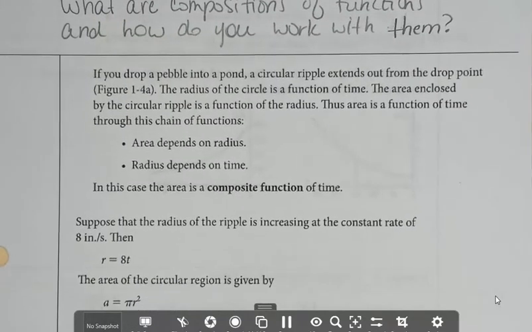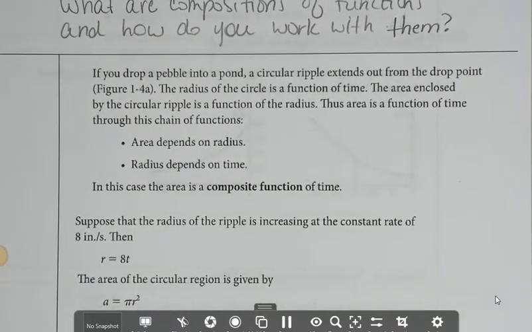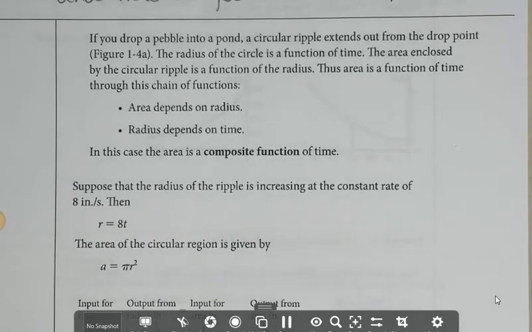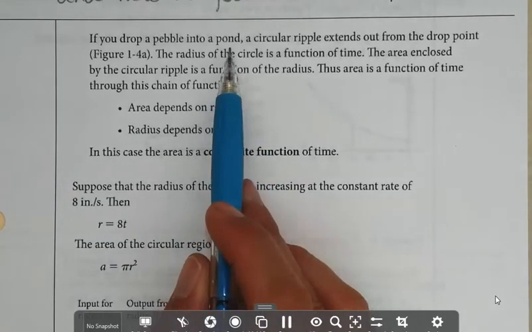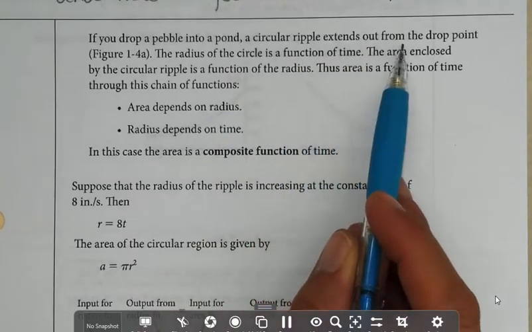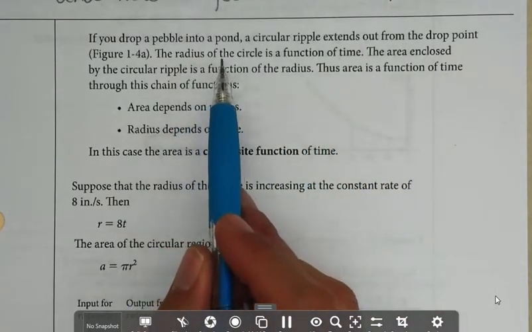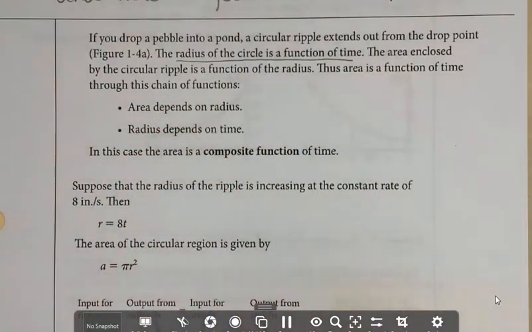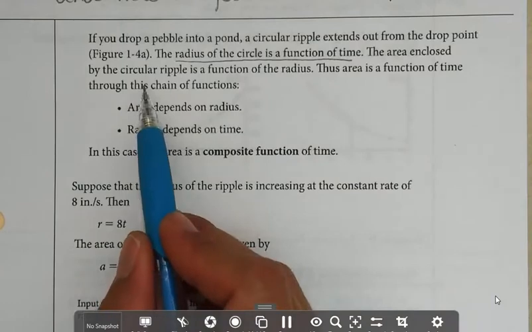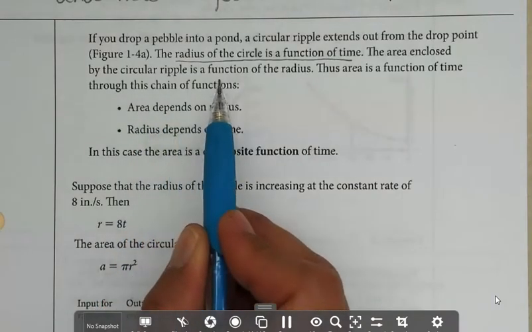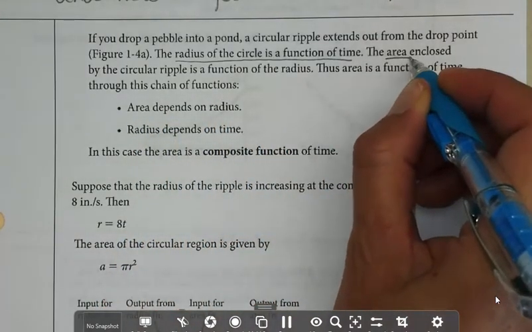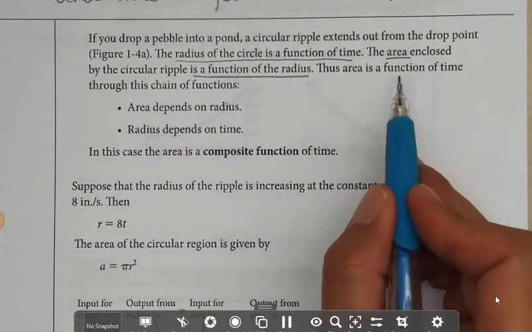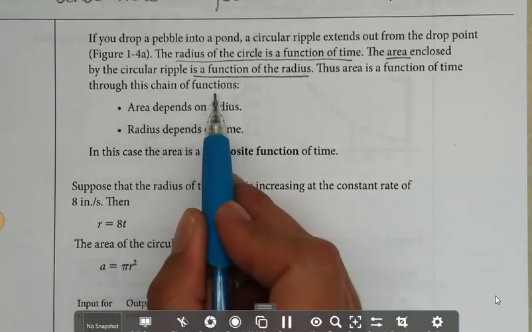So what you just saw was a pebble dropping into a pond. That is just like an example out of your book that we're going to go over right now. If you drop a pebble into a pond, you get a circular ripple that extends out from the drop point. The radius of the circle is a function of time. The area enclosed by the circular ripple is a function of the radius. Thus, area is a function of time through this change of function.